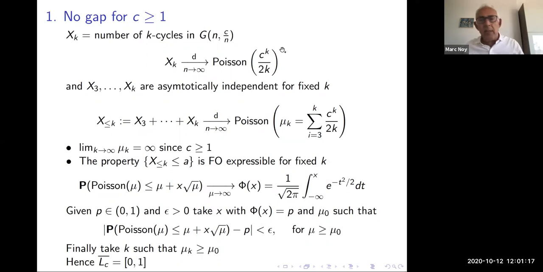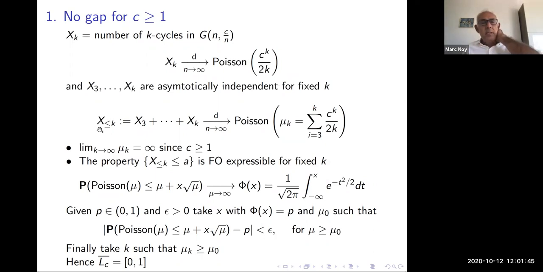If you are familiar with this kind of probabilistic statement, this is not difficult to prove by the method of moments. You compute the first moment, the second moment, and all factorial moments, and then, using that the Poisson distribution is characterized by its moments, you prove this. Moreover, if you fix k, let's say k up to 10 or 20, then the numbers of triangles, quadrangles, and cycles of length k are asymptotically independent.